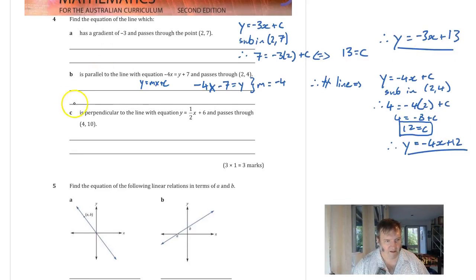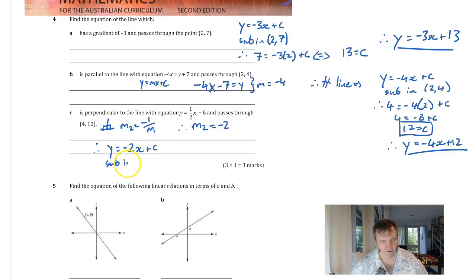Alright, the next one here, the line is perpendicular to the line with the equation y equals a half x plus 6 and passes through 4, 10. So for a perpendicular line, remember the second gradient equals negative 1 divided by the first gradient, which is just the negative reciprocal. So the gradient we're looking for, turn it upside down, would be 2 over 1, which is just 2, and we've got to put a negative in front of it. So negative 2. So we've got y equals negative 2x plus c.